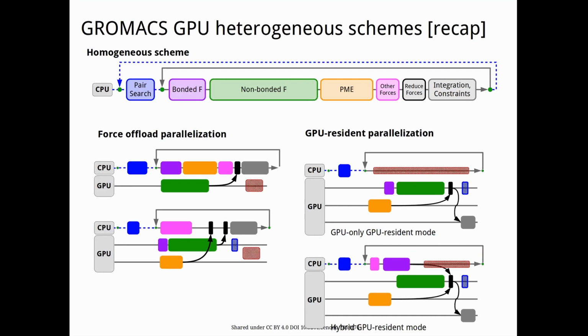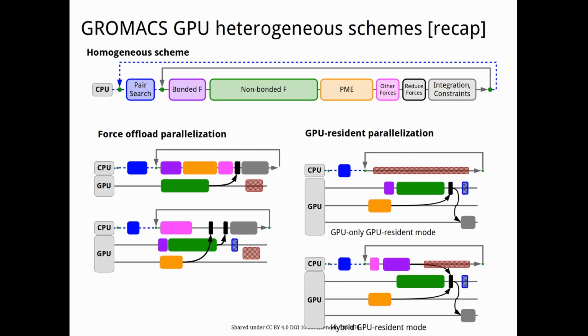So to give a quick recap of what the GROMACS heterogeneous parallelization is built on. As an introduction, on the top, you see the homogeneous scheme where we compute some forces in a loop, and then we repeat that, and sometimes less frequently in an outer loop we do some pair search or decomposition. Traditionally, we started off with the force offload parallelization on the left side, where the CPU does the integration and forces are computed on a GPU as an offload engine.